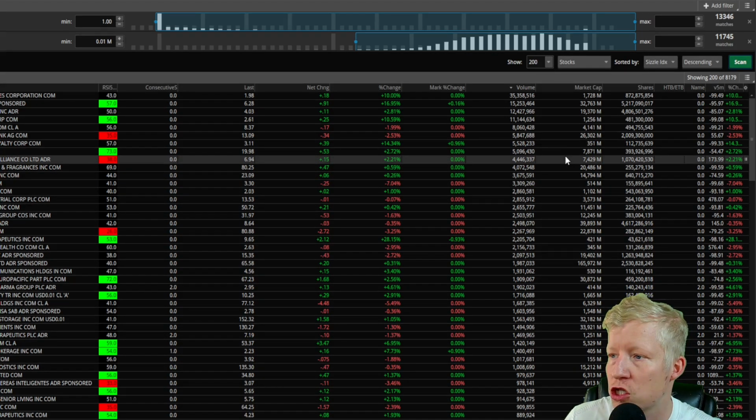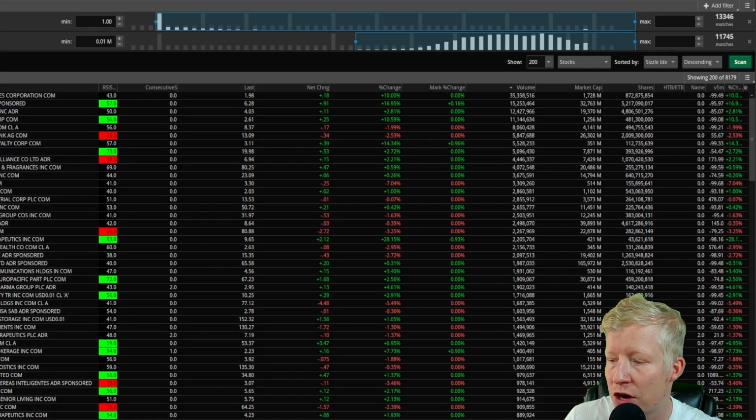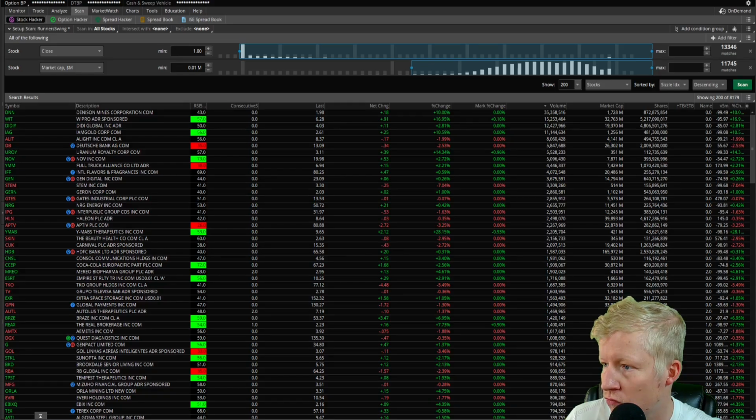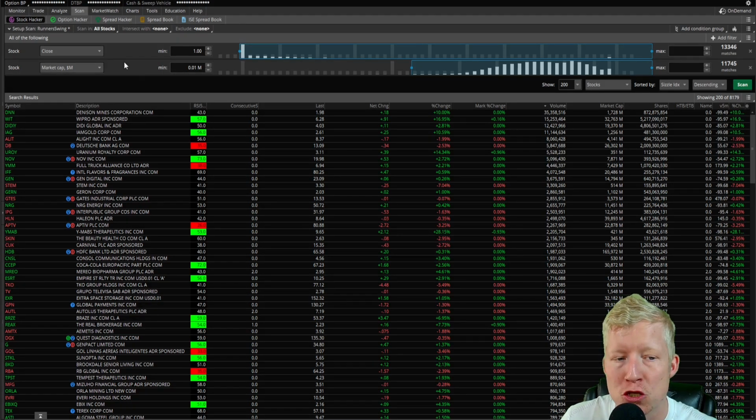If we jump into ThinkorSwim now, this is the active trade software that I use to trade. This is a software provided by, I'm still with TD Ameritrade, but it's quickly moving to Charles Schwab. This is their active trade software for their brokerage. We are in the scan tab here, and let's go ahead and build this scanner.